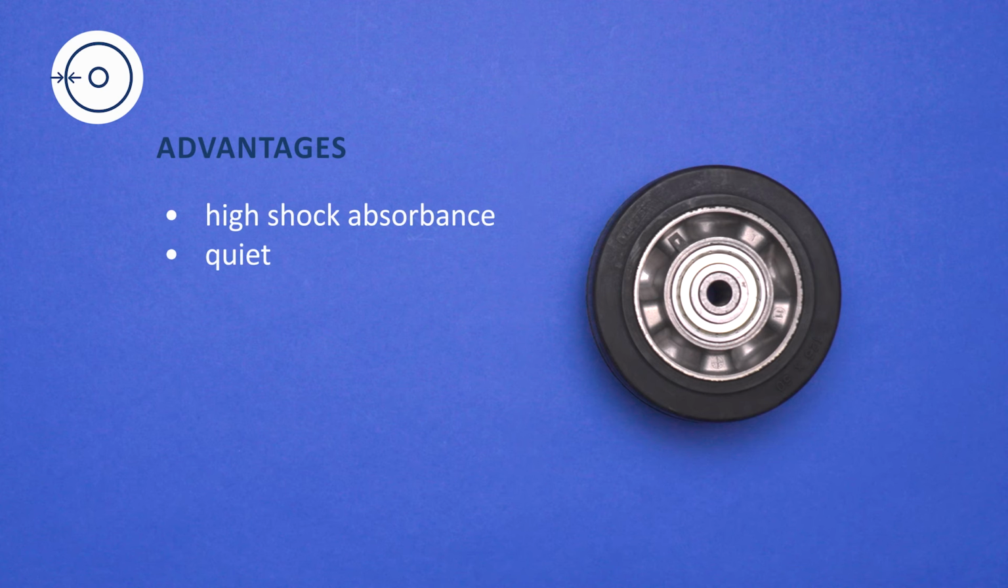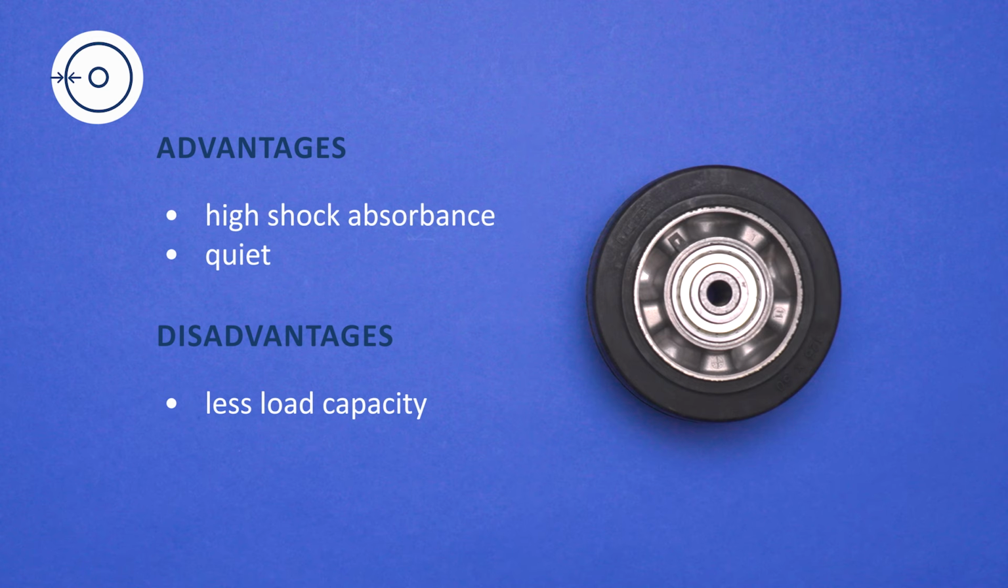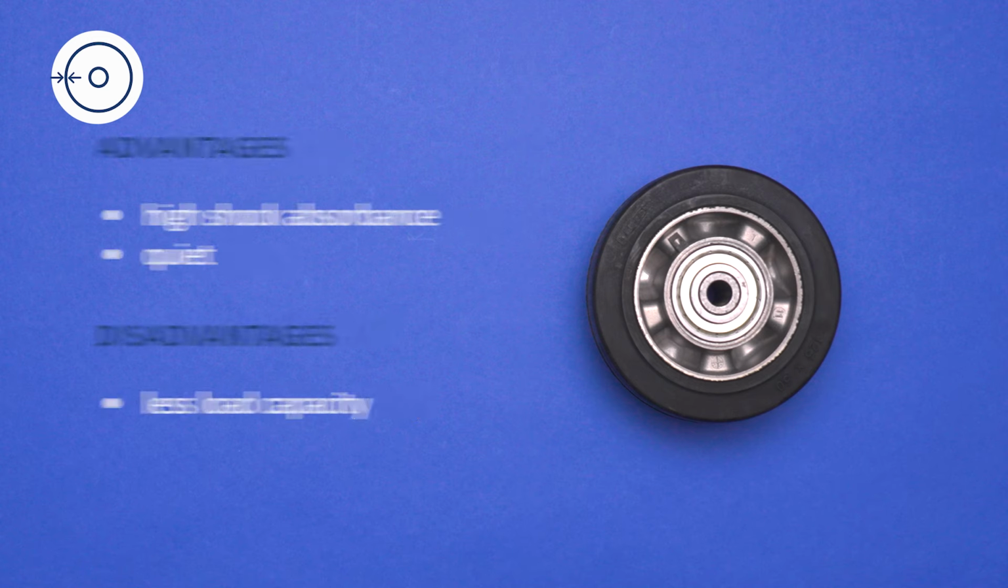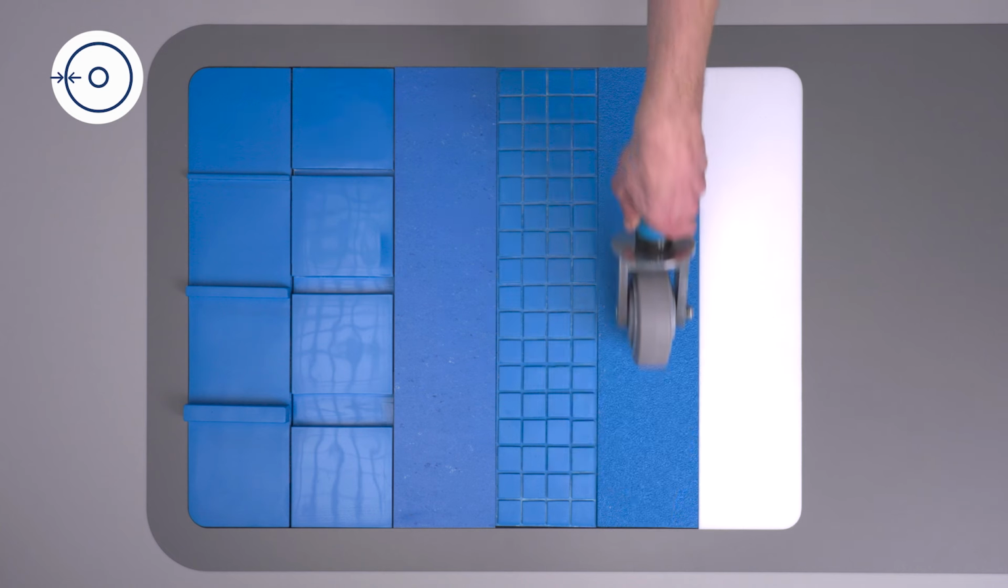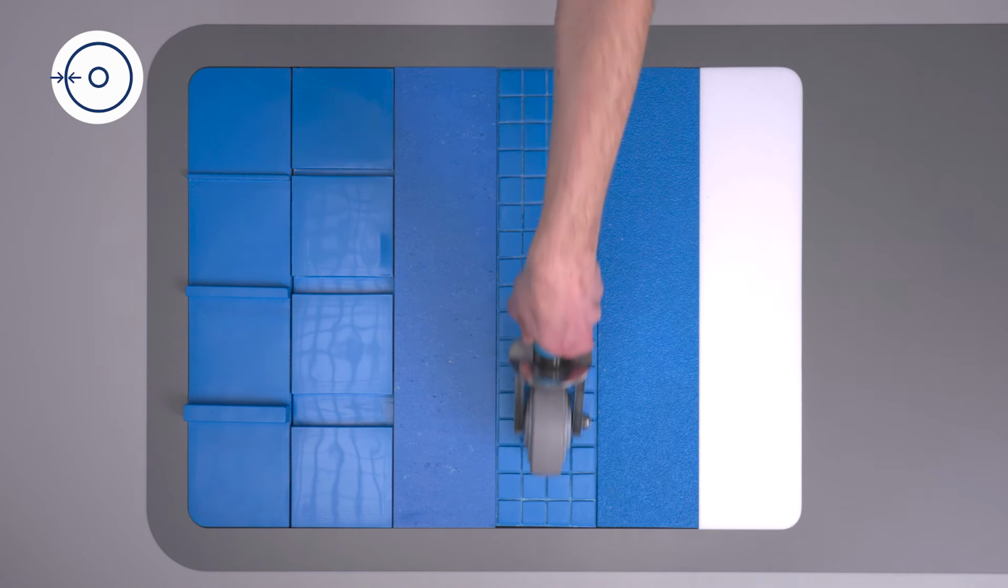Softer materials include rubber and polyurethane. In general, softer wheels have a lower load capacity, but are extremely gentle on the floor and have good noise dampening characteristics.